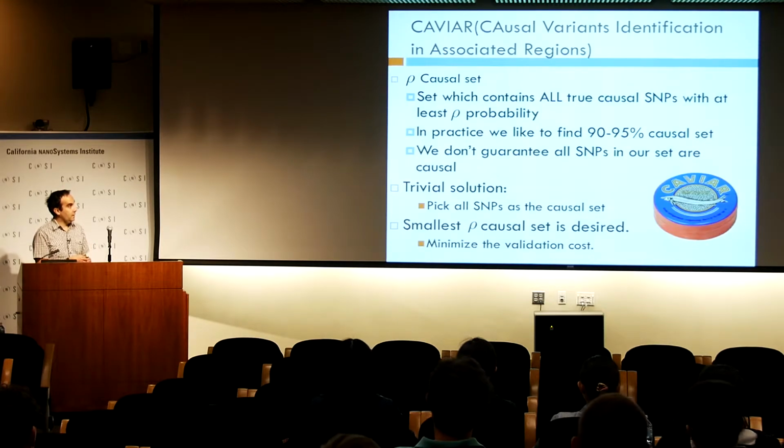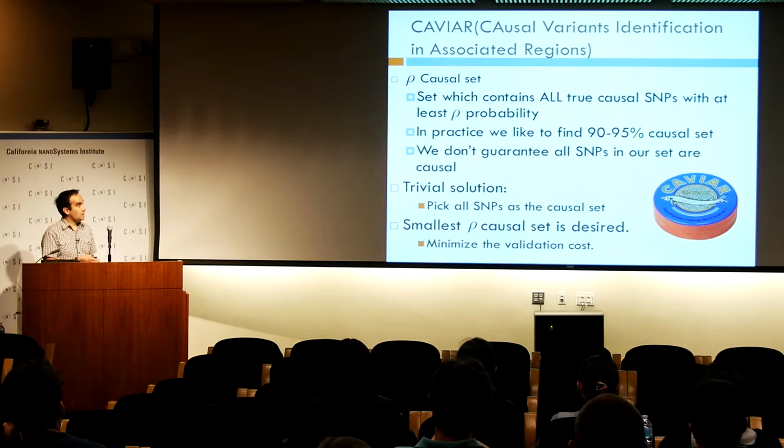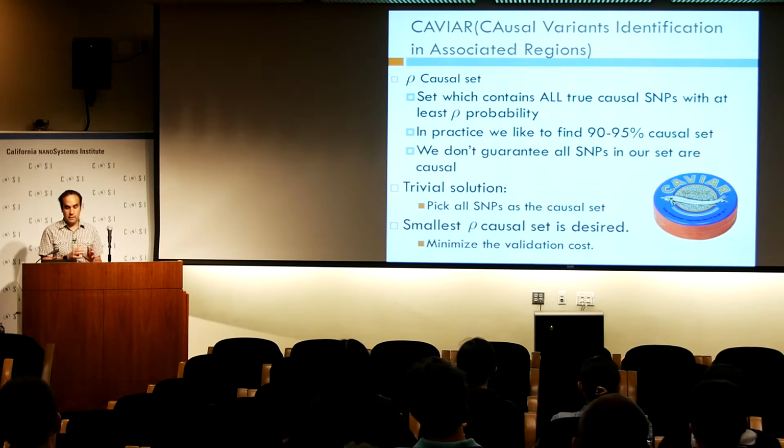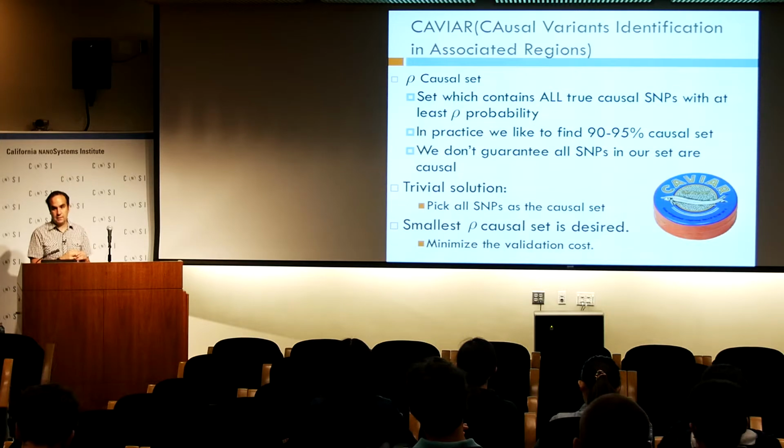So our idea behind our approach is that, instead of trying to find the causal variant, we want to find a causal set. We call it the rho causal set. The causal set is a set of variants that contain all of the causal SNPs with at least probability rho. So the idea is like we're coming up with a confidence interval. Typically, we set rho to be 90, 95%.